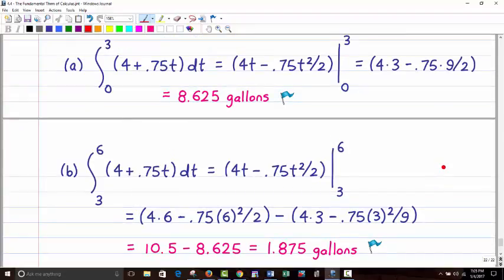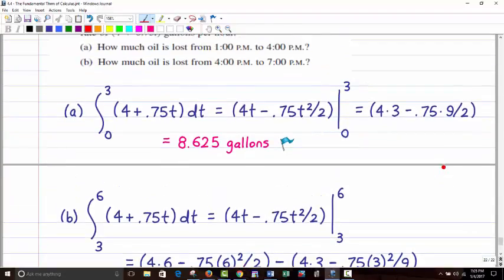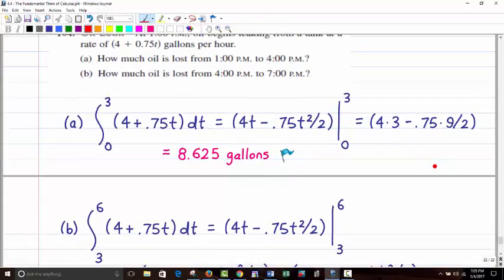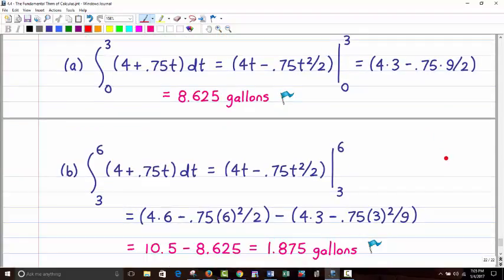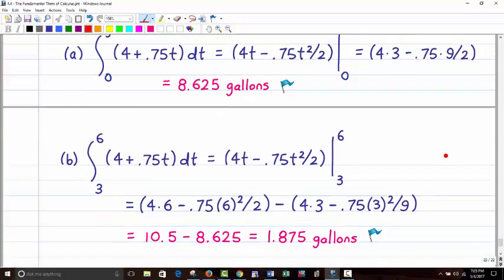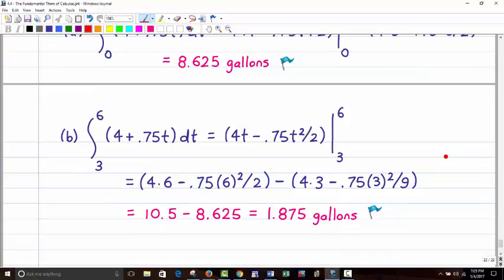from 3 to 6. So you can see that, even though they're both 3-hour time periods, more of it's lost in the first 3 hours than the second 3 hours, because it's just not coming in and slows down how much it comes out. And that concludes this video lecture.